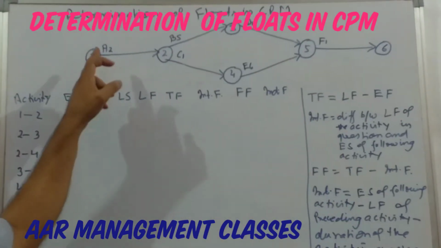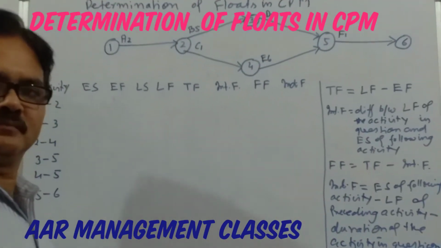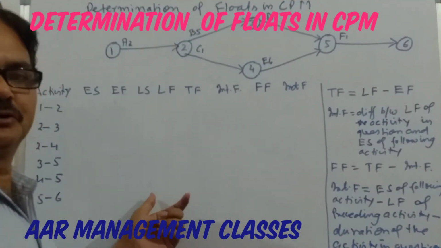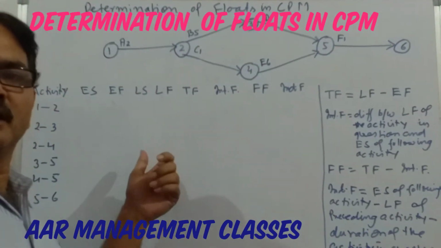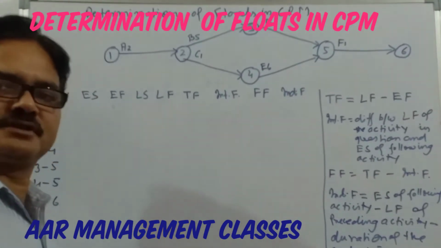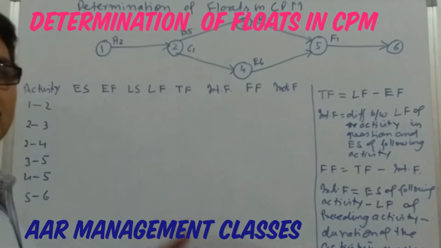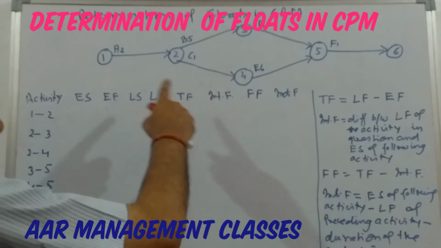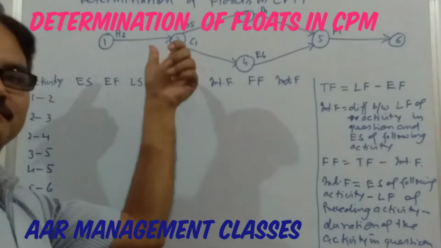Today I am going to discuss determination of floats in CPM, that is critical path method. I had earlier explained in my video tutorial the determination of earliest start, earliest finish times and latest start, latest finish times for different activities involved in a particular project. The same example has been taken here, wherein there are 6 activities involved. Activities A, B, C, D, E and F have all been networked.